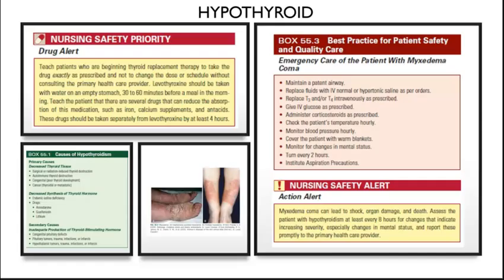Now, your patient with myxedema coma, our priority is maintaining airway, replacing fluids with hypertonic saline, so your 3% salty fluids. Replace T3, T4 by IV. Give glucose as prescribed. You could need corticosteroids to help with the swelling and inflammation. Check temperature hourly. Monitor blood pressure hourly.